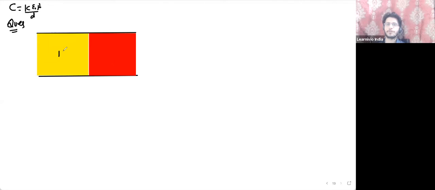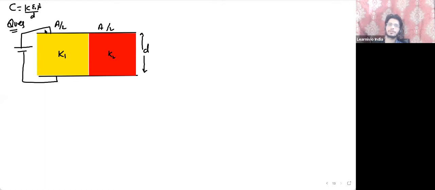The first has dielectric constant K1, the other has dielectric constant K2, area is A by 2, area is A by 2, and separation between them is D. You can connect it to the cell. The cell will provide charge, so you can see that this plate is positive and this plate is negative. So you have two different dielectrics.